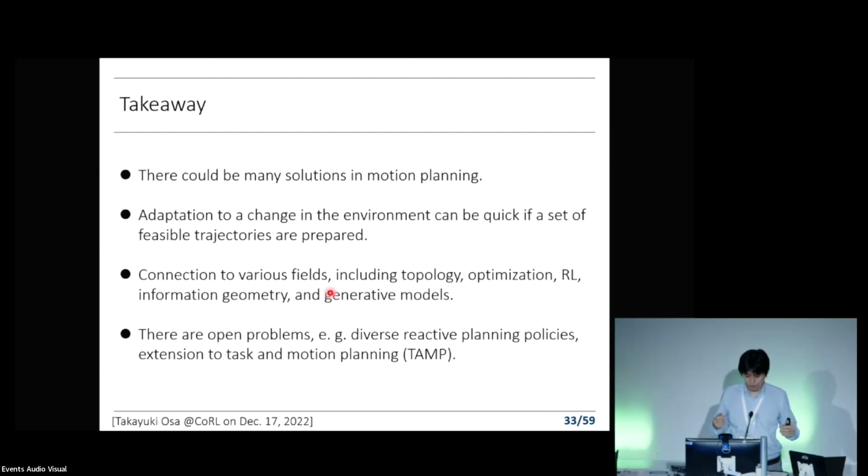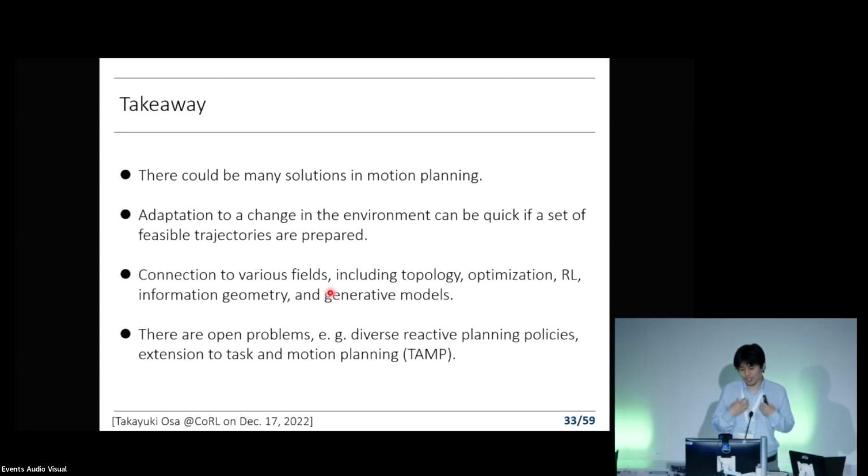Okay, so I will wrap up the first part. First of all, there can be many solutions in motion planning, and if you can find multiple solutions, then we can quickly adapt to changes in the environment. And I'm interested in this field because there are connections to various fields, including topology, optimization, reinforcement learning, information geometry, and generative models. And also there are many open problems here.